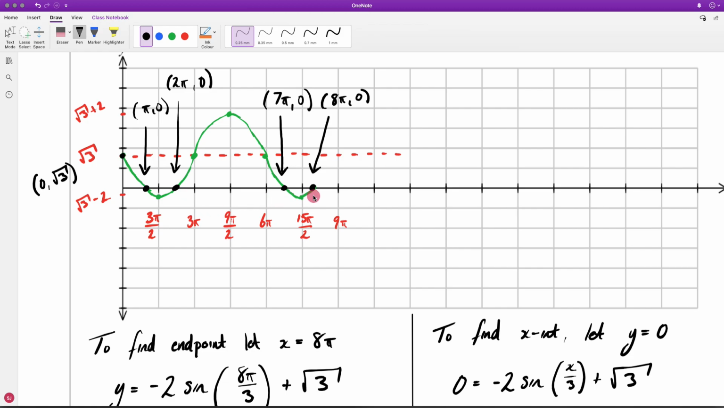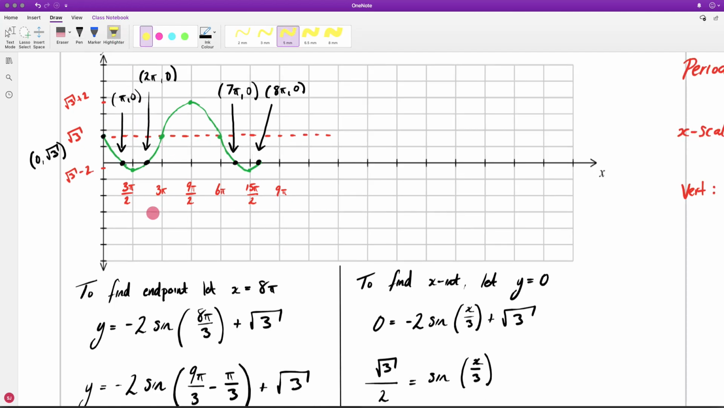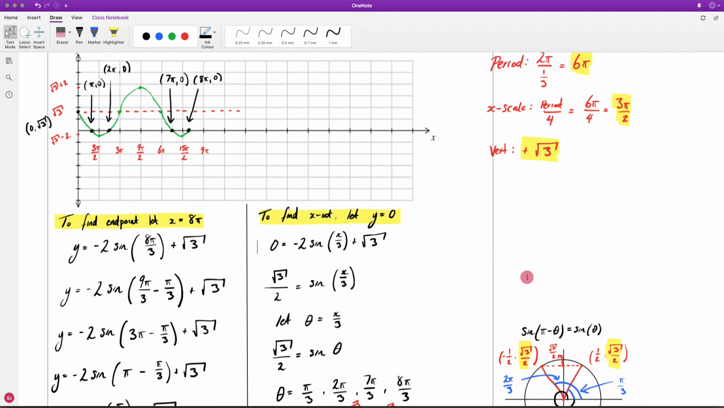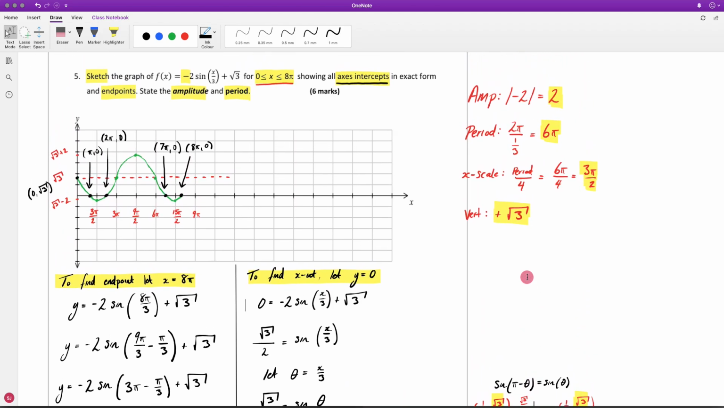We've labeled all my x-intercepts. We labeled the endpoints. I've done it. We are done. Make sure everything is labeled clearly. We found that. Hopefully this was helpful in answering this question. Look at all that working out. This was quite an involved question. Hopefully you were able to do it. If you weren't, hopefully this video helped.